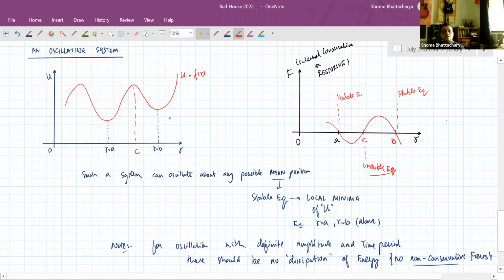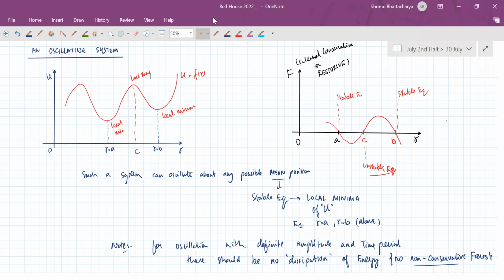Because on the potential energy graph they are local minimas. Because this is a local maximum, so it's an unstable equilibrium point. So any system that has internal forces which exhibit this kind of property, or any system which has conservation of energy with potential energy acting like this, is capable of oscillating.